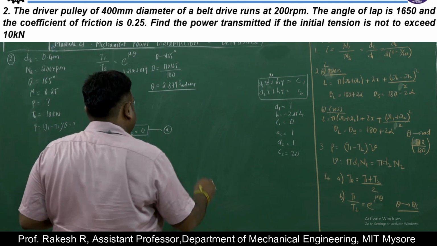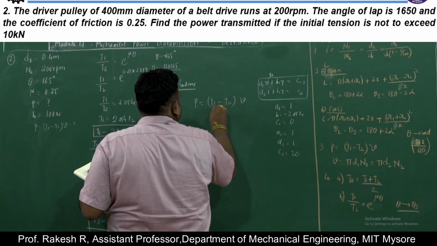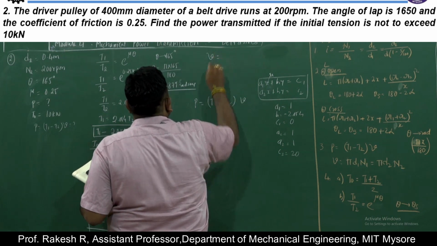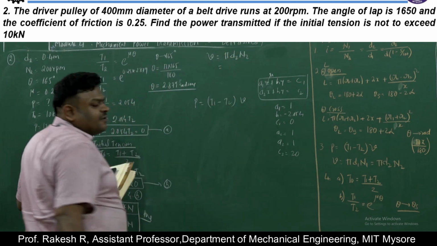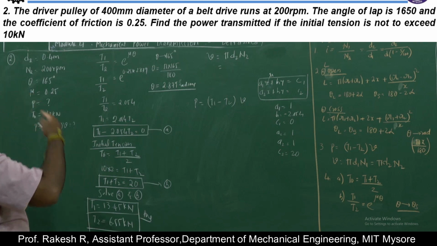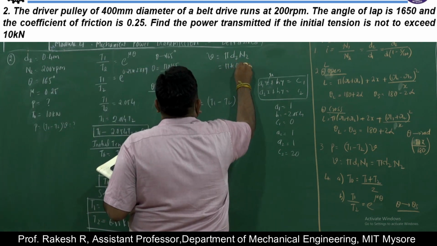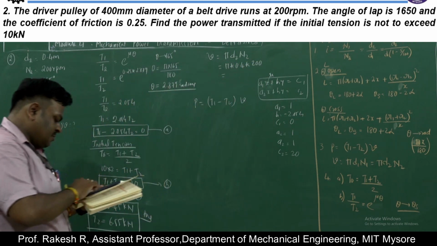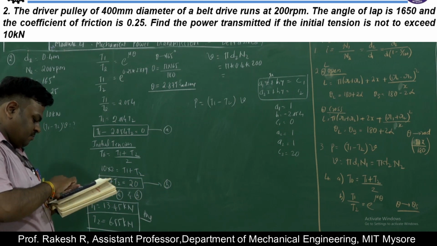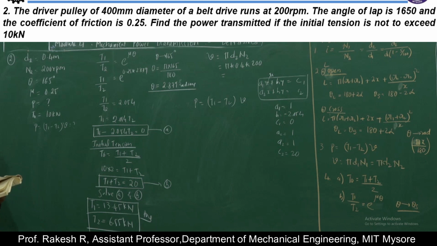Then you have to calculate power. Power is nothing but (T1 minus T2) into V. V you have to calculate. What is V? Pi D2 N2. Here they have given D2 and N2. Data is corresponding to the driven pulley. So pi into D2 into 200. So pi into 0.4 into 200.